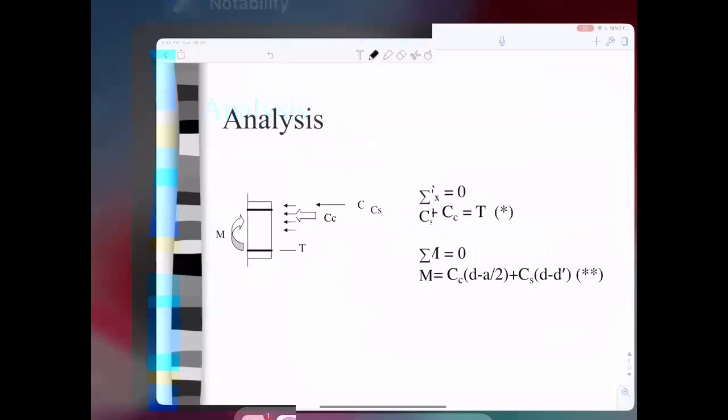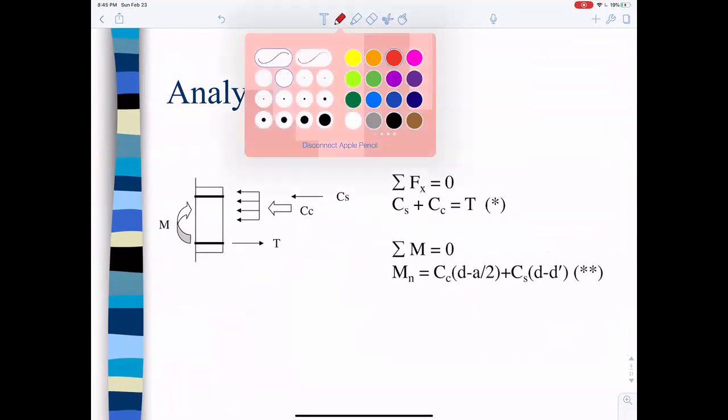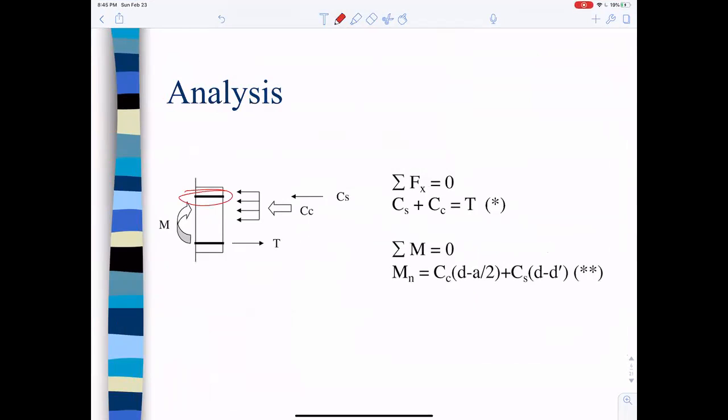So now I'm going to go through how to calculate Mn for doubly reinforced beams, or beams that have compression steel like this. As I said earlier, the Mn is going to increase by about 1%, but we'll go over this so you can learn how to do this just in case you, for some reason, need to know how to do this.